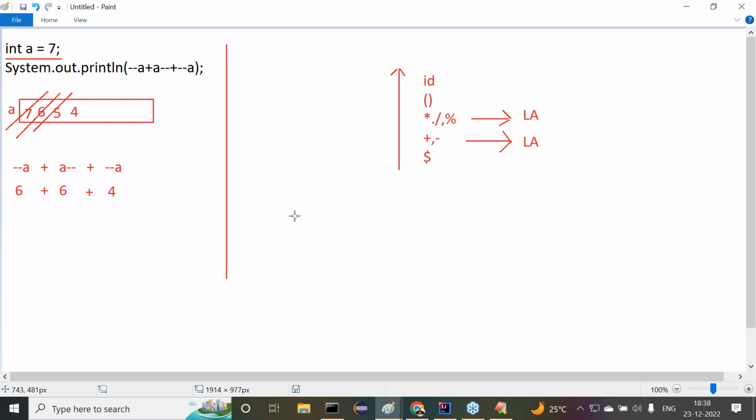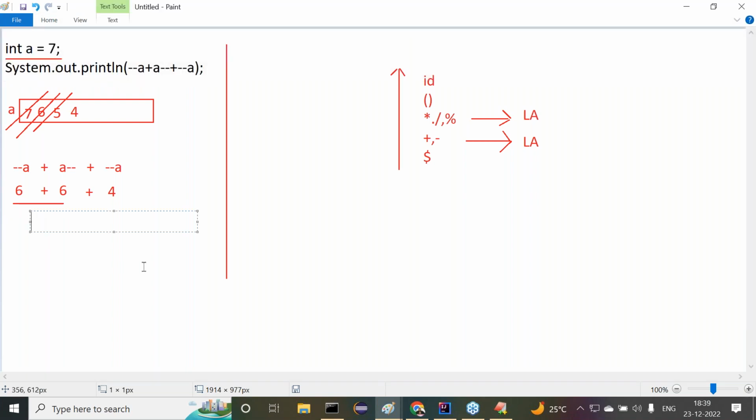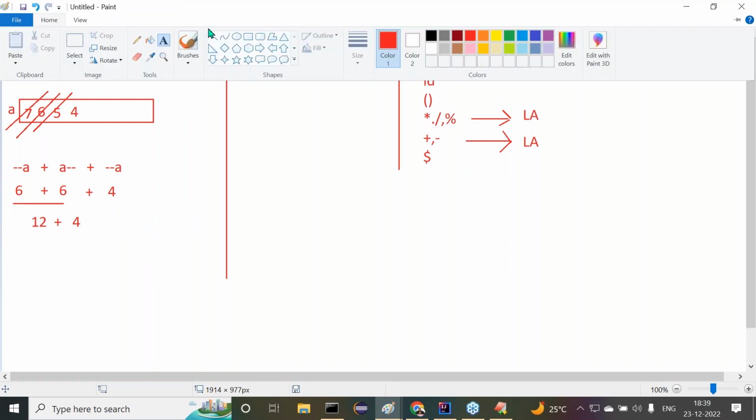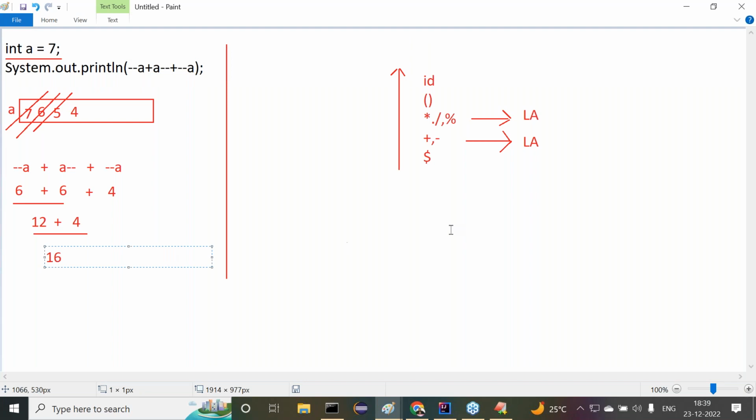What is the rule here? We have to follow leftmost association. First we evaluate the leftmost expression: 6 plus 6 is 12. After that, plus 4. Now 12 we evaluated, so 12 plus 4 is the next one to evaluate. The overall result we get is 16.